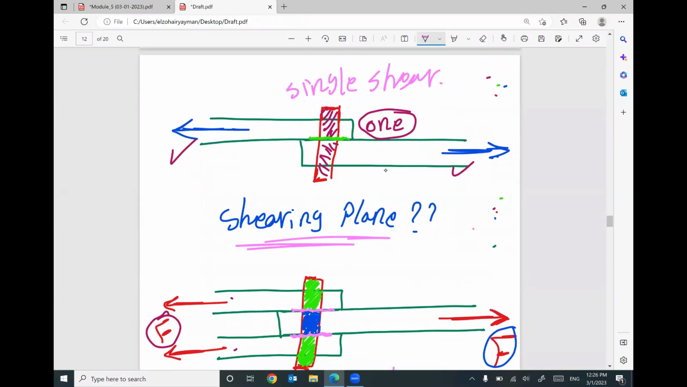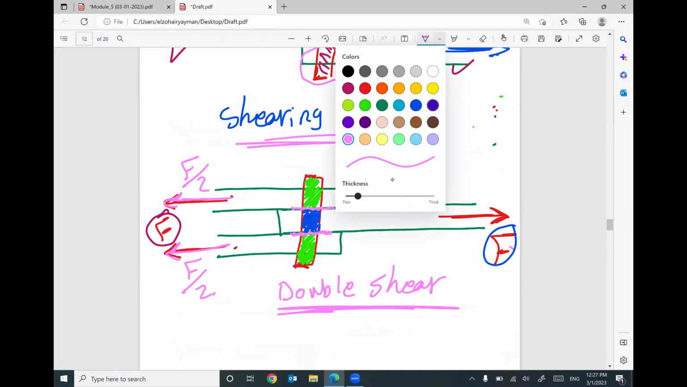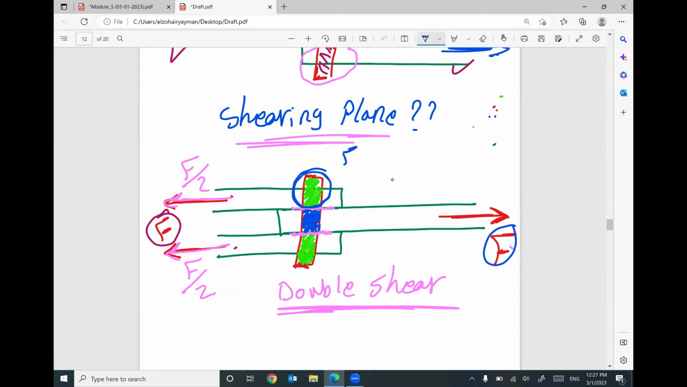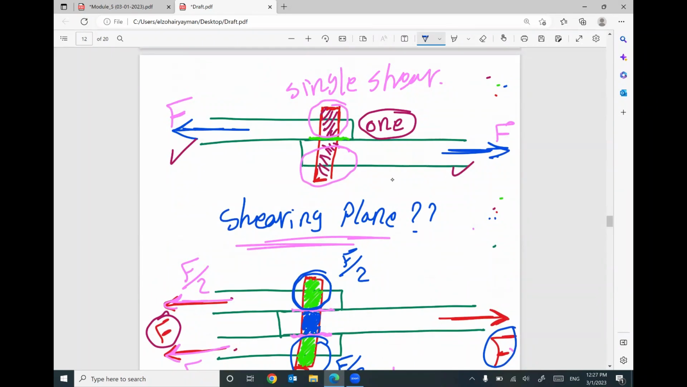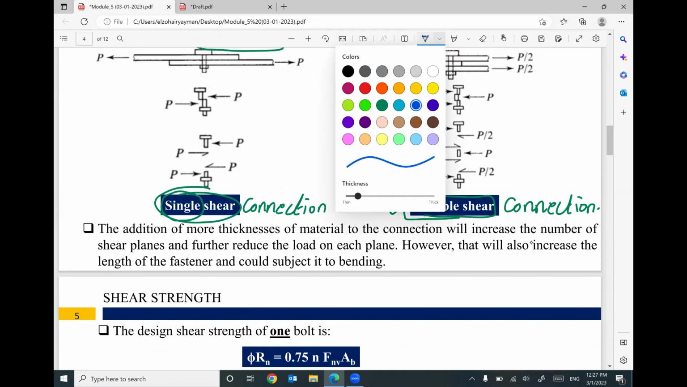The second thing, this part of the bolt is subjected to this force, and this part of the bolt is subjected to this force. If you have a force F here in this member, we will have F divided by 2, and this member will have F divided by 2. That means this part of the bolt will be under the effect of F divided by 2, and this part of the bolt will be under the effect of F divided by 2. So the applied force on the bolt will be half. However, in the single shear case, with the same bolt, the applied force on the bolt will be the full force F. So if you can make your connection double shear, that will be better. Single shear means you have a lot of force that must be transferred by the bolt.